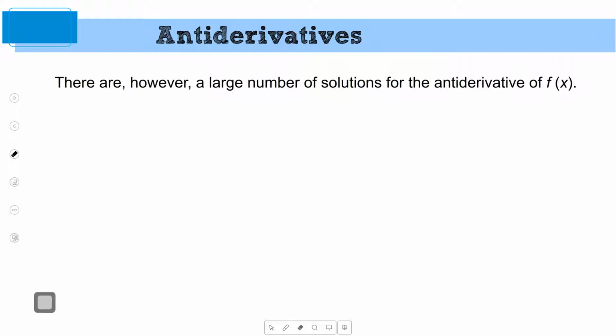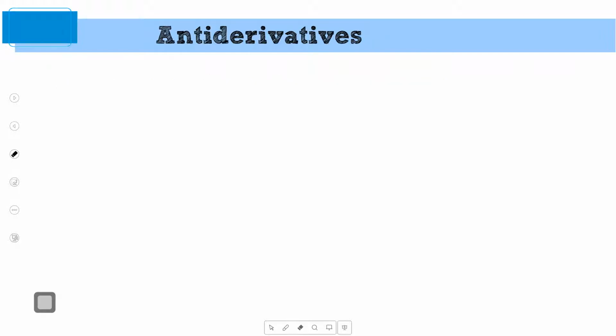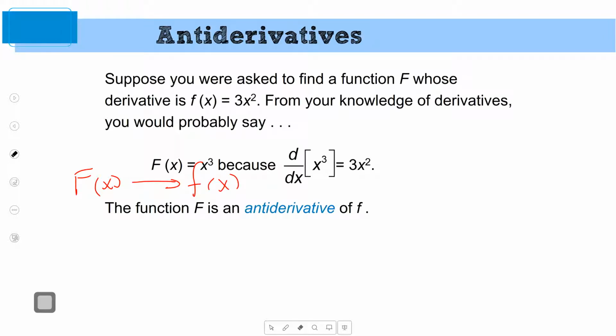There are, however, a large number of solutions. Okay, let's back up. That thing is called an antiderivative. It undoes the derivative. We're going backwards now. Instead of going from capital F to f, we want to go from lowercase f to F. In other words, what function is it that when you take the derivative, you get the answer that you're looking for? It's also called an integral.